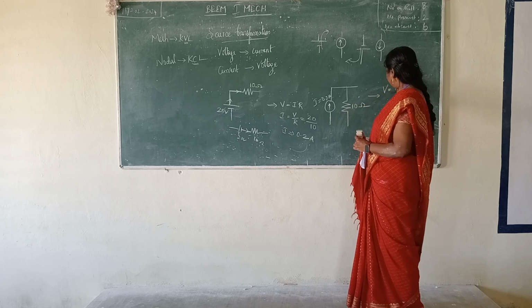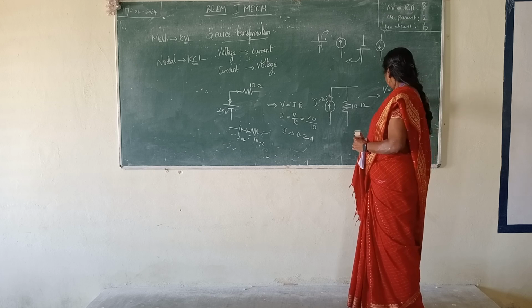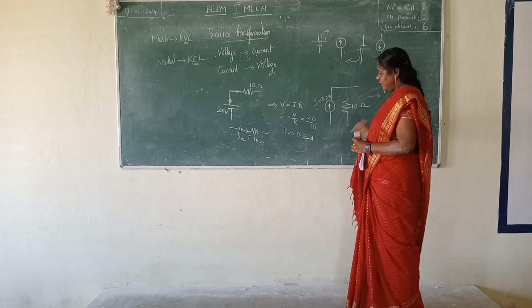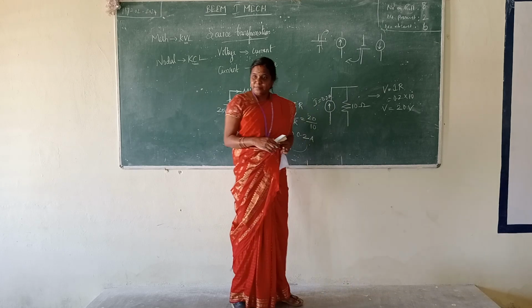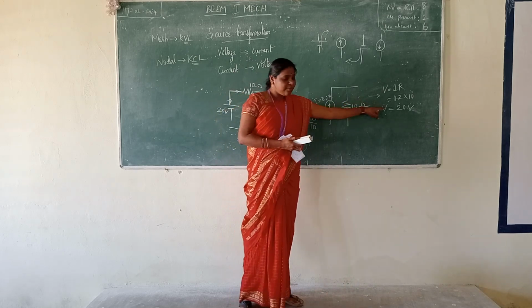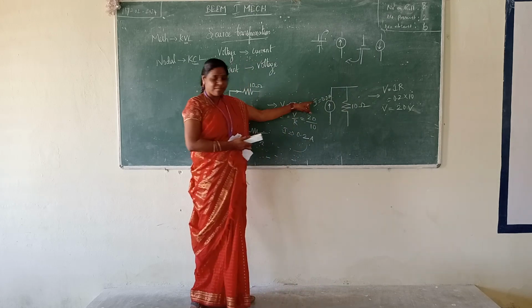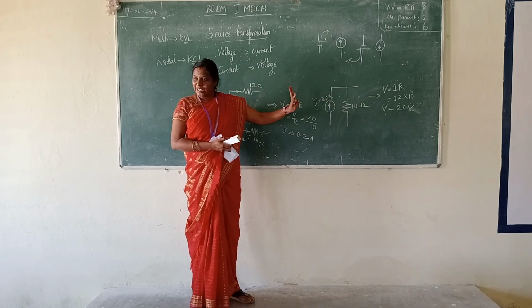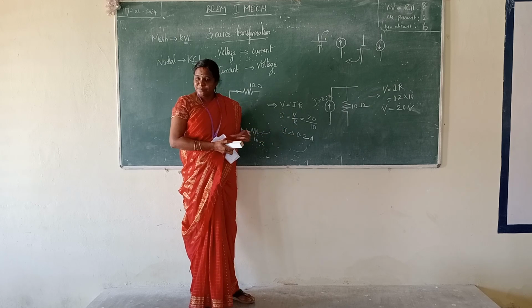Then if this current source is given, how can you convert it into a voltage source? V is equal to I into R. I is 0.2, R is 10. So V is 20 volt. If this is given, you need to perform this operation and find V. If this is given, apply V is equal to I into R. Whatever is given, you just apply and find the other value.